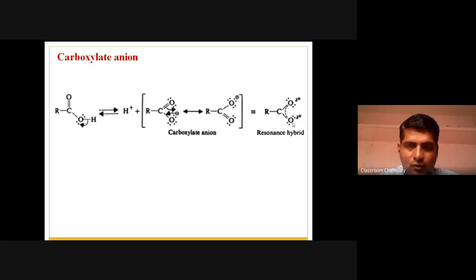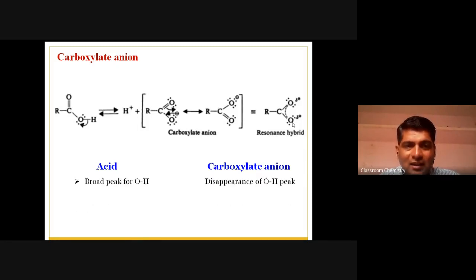Suppose there are an acid and a carboxylate ion, and we already know the acid has an OH group. So if the compound is an acid, it will give a broad peak for the OH.